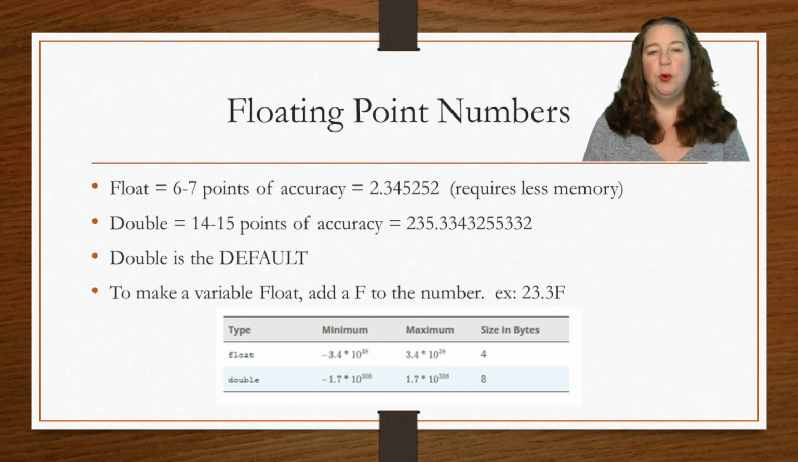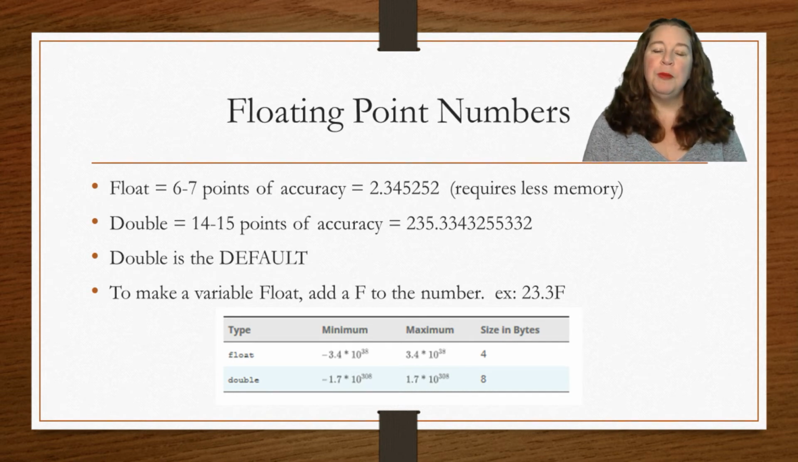When we get to floating point numbers, so these are decimal numbers, we refer to them as either a float or a double. A float has 6 to 7 points of accuracy, whereas a double has 14 to 15 points of accuracy. So when you're talking about accuracy, the double is better. When you're talking about requiring less memory, the float is better. So back in the olden days where we did a whole lot of worrying about memory, you didn't want to use a double if you didn't have to. Double is always the default because that's the more specific value.